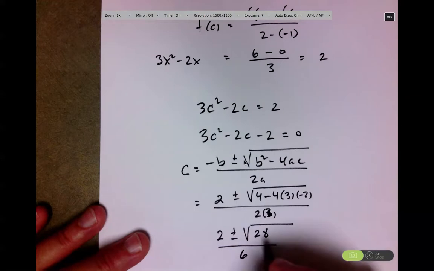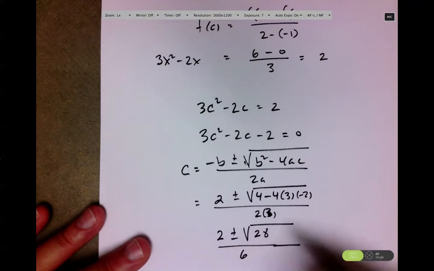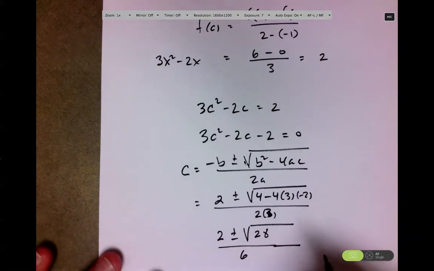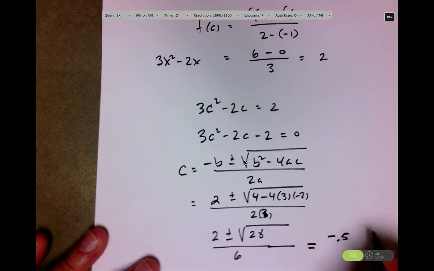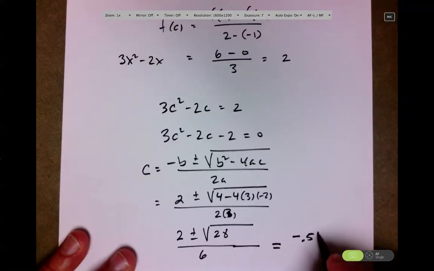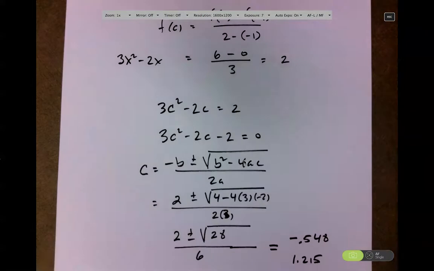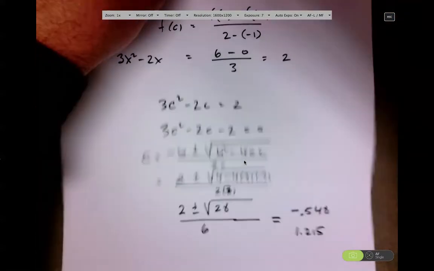So we're going to end up getting two values. One is 2 plus the square root of 28 divided by 6, and the other one is 2 minus the square root of 28 divided by 6. And let me just tell you that when you evaluate these as decimals, one value is about negative 0.548, and the other value is about 1.215. Those are the two values that you get when you simplify those expressions.